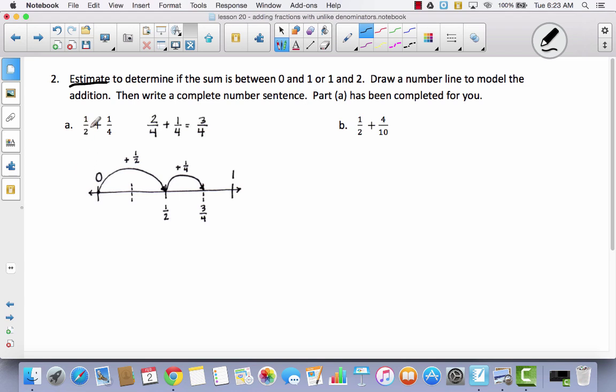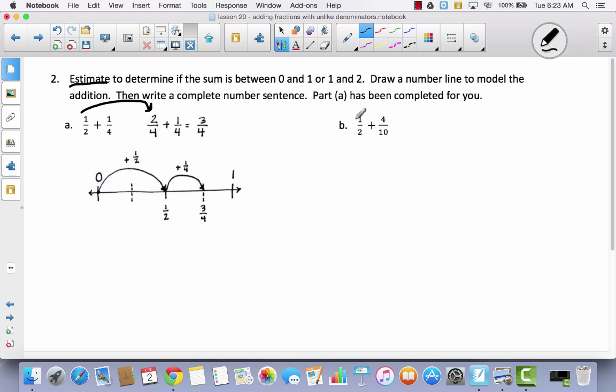So when it says estimate, I have to think to myself, if I have a half and I have a fourth, am I going to have more than 1 whole? And the answer is no, I'm going to have less than 1 whole. So I can make my number line between 0 and 1. And then you can see that they took this half and they changed it into common units by making it 2/4, and then they added it to 3/4, okay? All right, so let's see if we can do this.